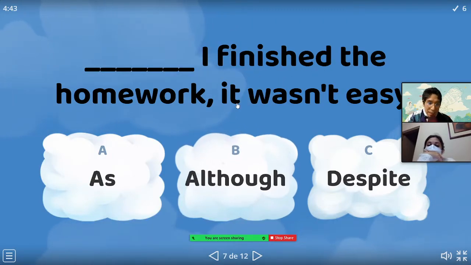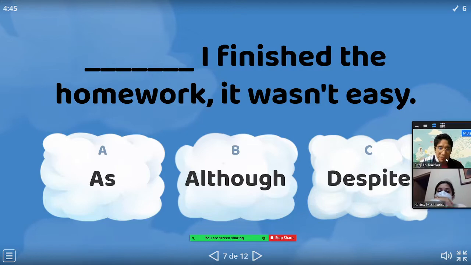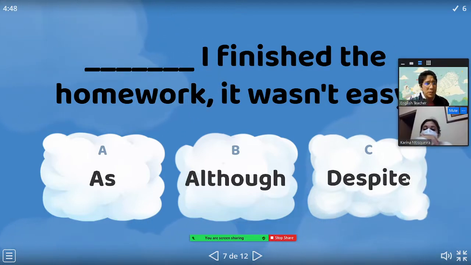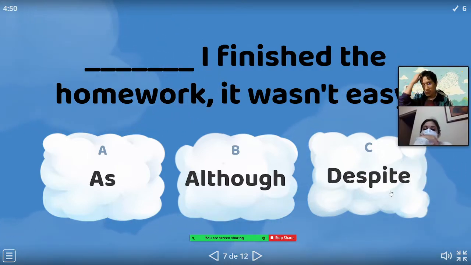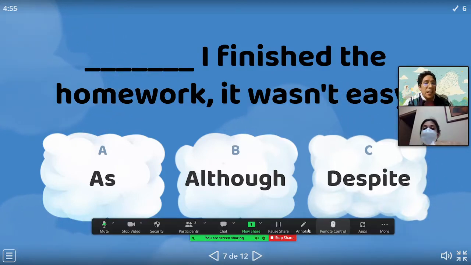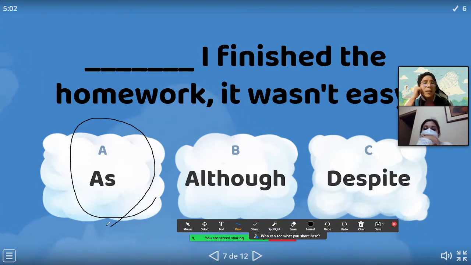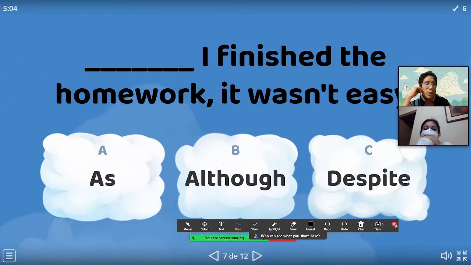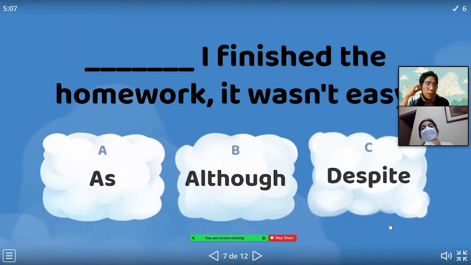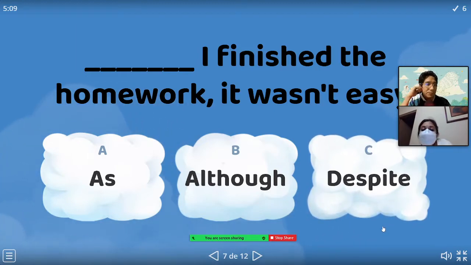I finished the homework. It wasn't easy. ¿Podrá ser un despite? No, porque no hay the fact. Tiene que ir un the fact that. Ahora puede ser un as. Un as es mientras, es como un while, igualito a un while. As or although. ¿Cómo es as? ¿Qué significa as? As, mientras. El día de hoy hemos visto dos conectores, nada más, que es despite e in spite of. Quiero que los domines, te voy a dejar muchos ejercicios y vamos a hablar, ¿ok?